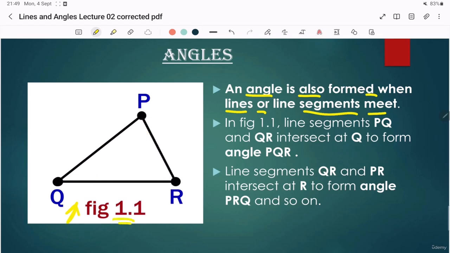So in figure 1.1, line segments PQ and QR intersect at Q to form angle PQR. In this figure, line segment PQ, this line segment, and line segment QR, this line segment, are meeting at point Q to form this angle.